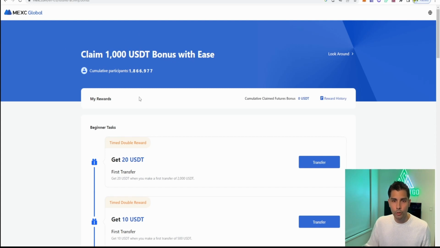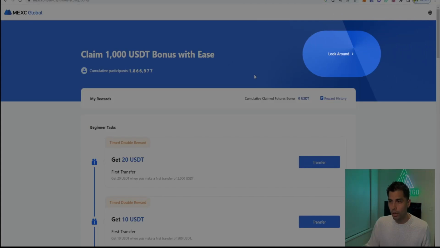So now it's giving you some bonuses as a new member. You can go ahead and read that. I'm not too interested in this, so let's skip that. So we're going to hit look around.